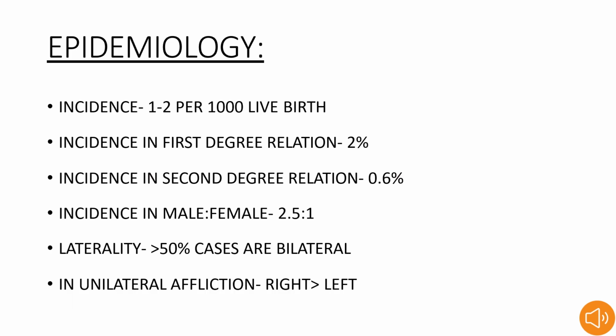Its epidemiology: it has an incidence of 1 to 2 per 1000 live births. Its incidence in first degree relatives is 2%. Male to female ratio is 2.5:1. 50% of the cases are bilateral, and if unilateral, then right is more common than left.